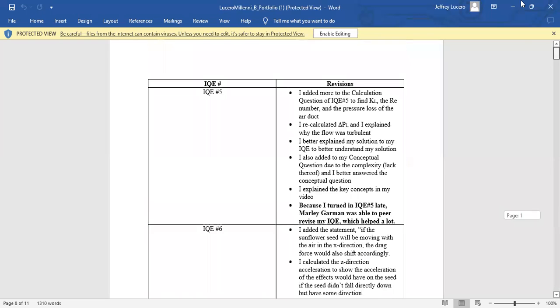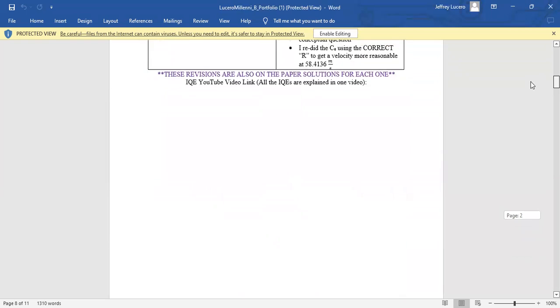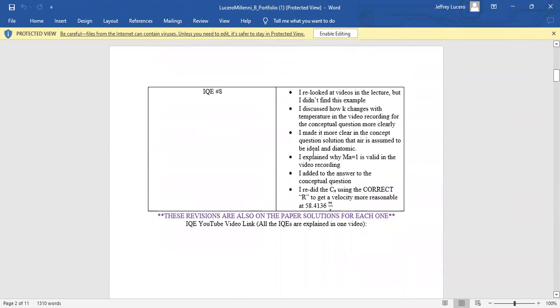For IQE number 8, I relooked at the videos in the lecture, but I didn't find anything in the example. In my graded rubric, it said that it was very similar to the example, and I looked at it and I didn't find that. I discussed how K changes with temperature in the video recording, which I'm going to do right now. I made it more clear in the concept question solution that air is assumed to be ideal and diatomic. I explained why Ma equals 1 is valid in the video recording.